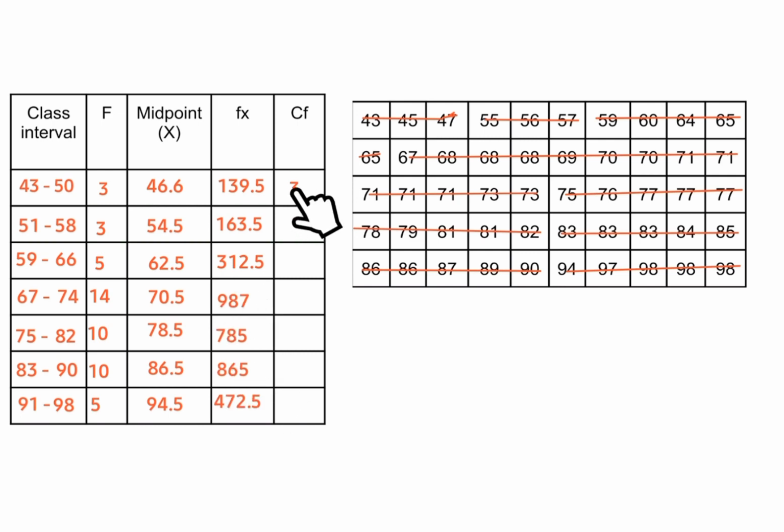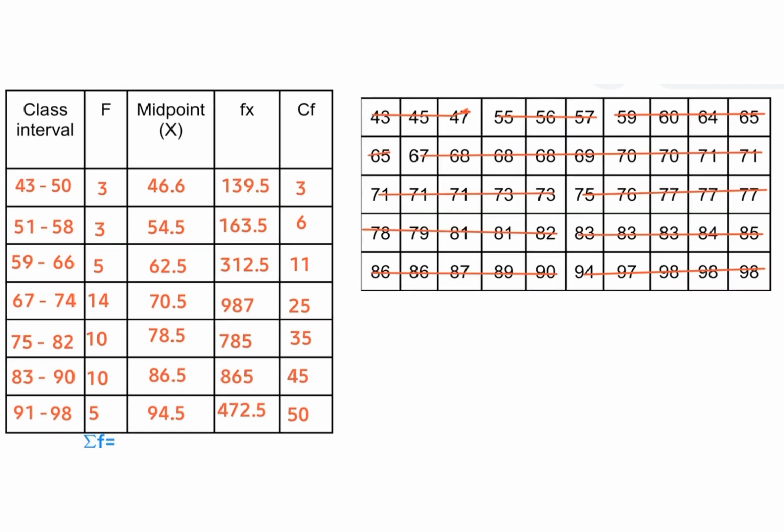The first cumulative frequency we have here is 3. 3 plus 3 is 6, plus 5 is 11, plus 14 is 25, plus 10 is 35, plus 10 is 45, plus 5 is 50. Now let's get the summation of the frequency: 3 plus 3 plus 5 plus 14 plus 10 plus 10, and lastly plus 5, gives 50. The value of summation F is equal to the total number of students. When you count all the marks here, it's equivalent to 50. So we succeeded in answering the first question.